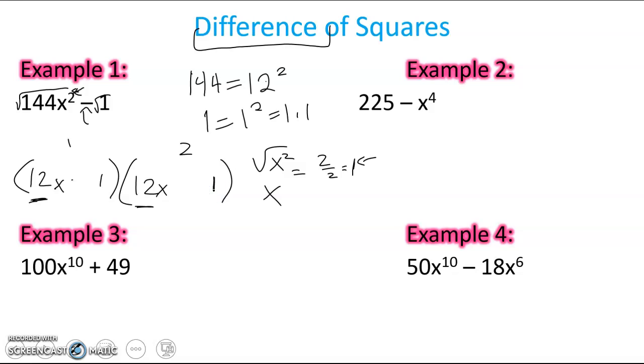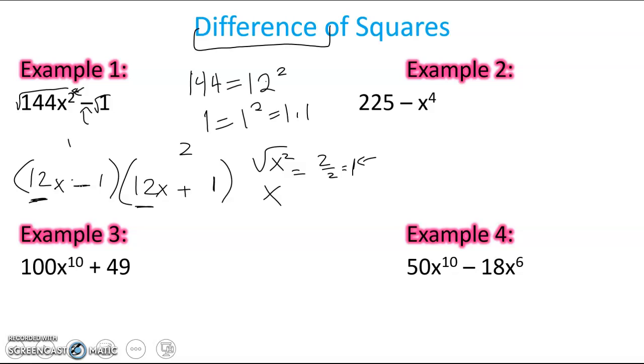And then the last but not least thing is I put a plus and a minus sign in both of my binomials, all right? Doesn't matter which one has the plus or the minus, just make sure that when you have both your binomials, at least one of them has a plus sign and one of them has a minus sign, all right? Okay. So, move on to example number 2 here.